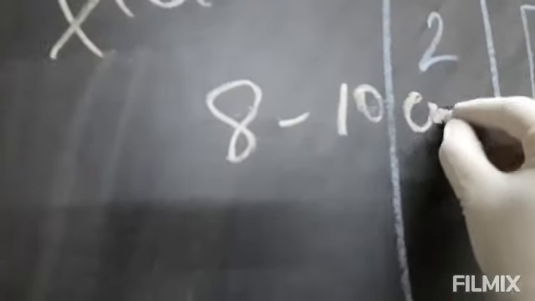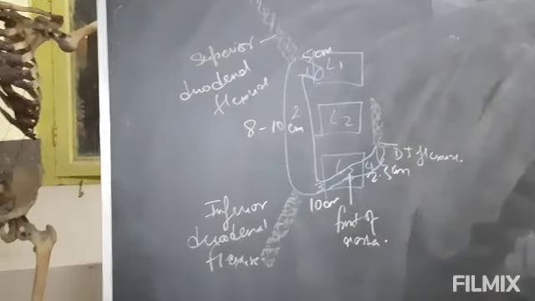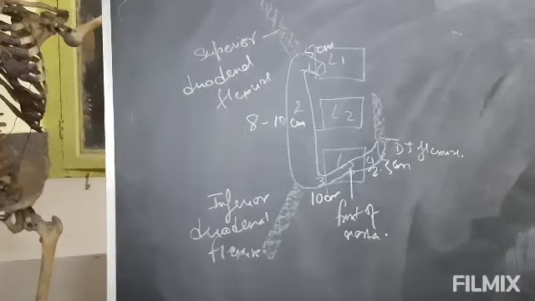Now I have already talked about the dimensions. The first part is nearly about 5 centimeters, the second part is about 8 to 10 centimeters, the third part is about 10 centimeters, and the fourth part is the smallest one, which is about 2.5 centimeters. So this is about the parts of the duodenum.